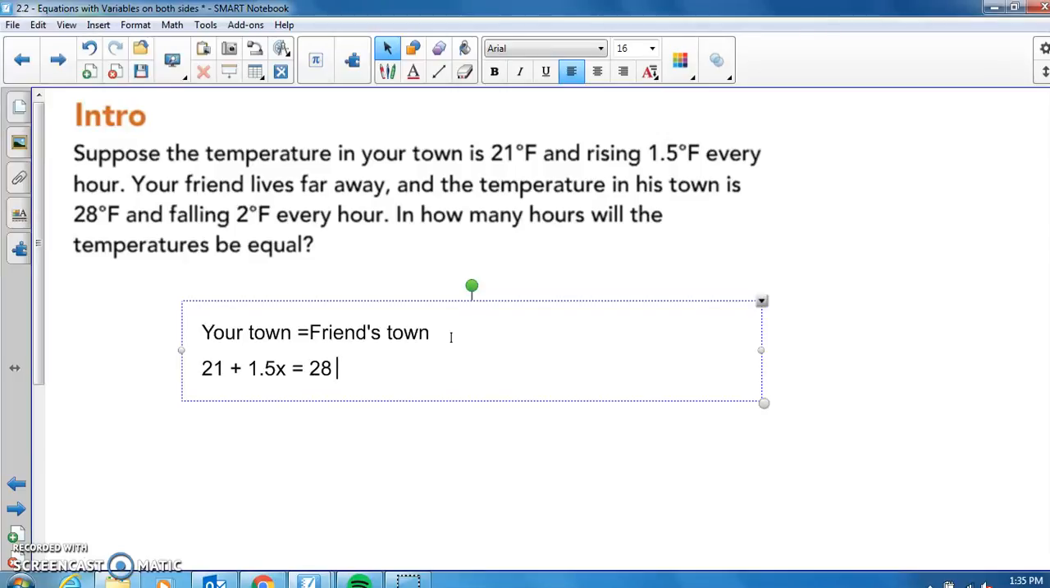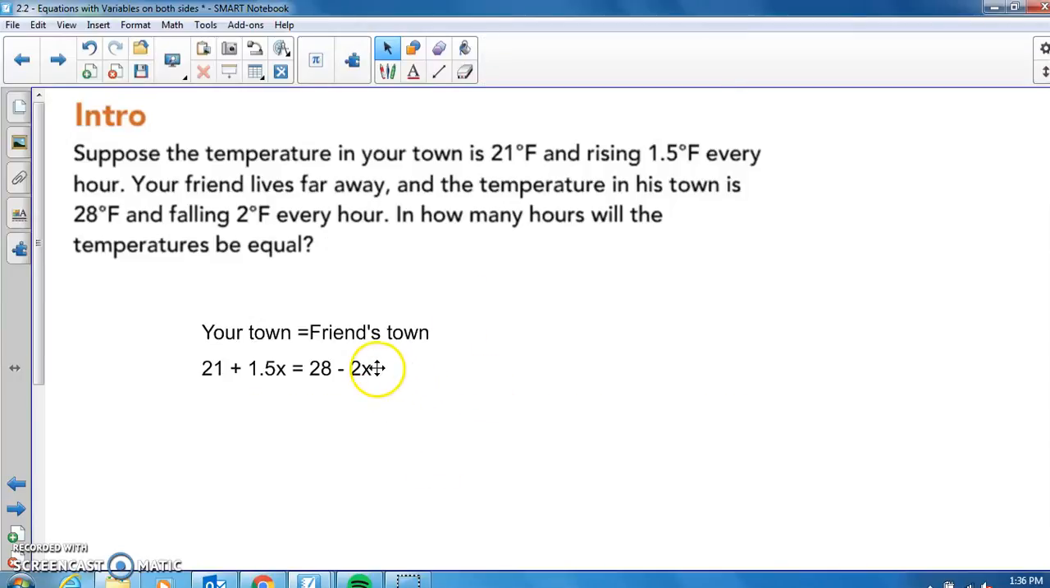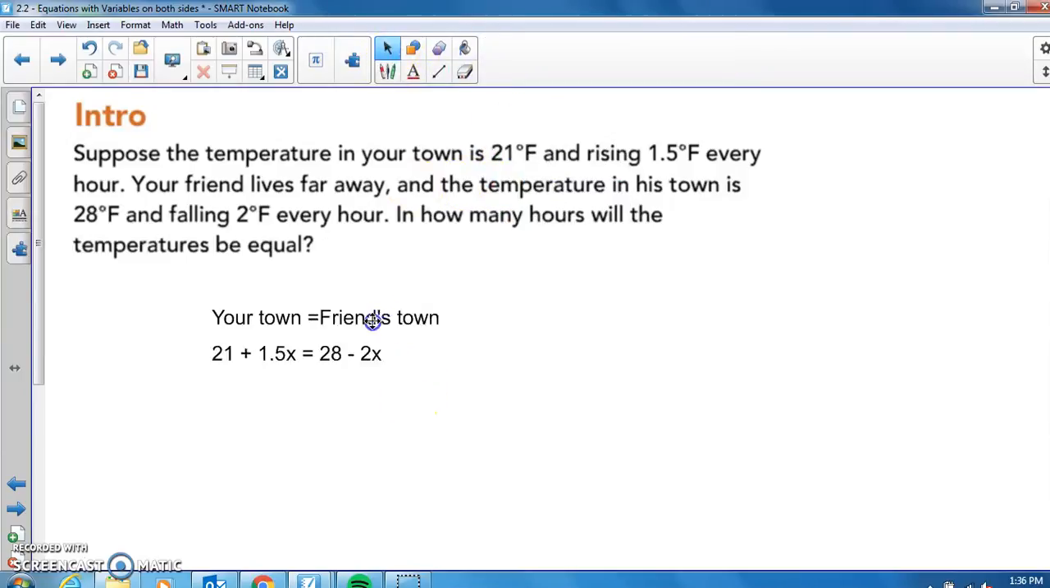and your friend's town is 28 degrees, and it falls. So when it falls, that's subtraction, and it falls 2 degrees every hour. So I'm going to say 2x, because 1 hour it falls 2 degrees, another hour 2 degrees. So if you know how many hours you have, you can figure out how many hours it has fallen. So I'm going to now go through the process here. Let me switch it back over to the pen, and I can now solve my equation.